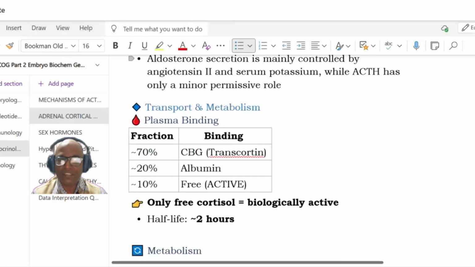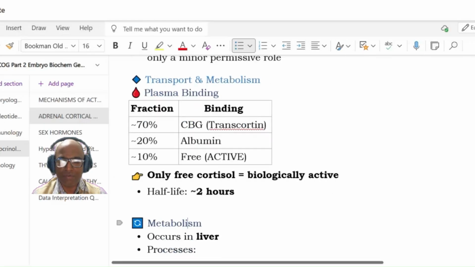So mainly the hormone is 70% bound to proteins in the form of CBG, corticosteroid binding globulin, also called transcortin. 20% is bound to albumin and 10% is in the free form, and it is the free form which is mainly active. So only free cortisol is biologically active. Half-life is 2 hours only.